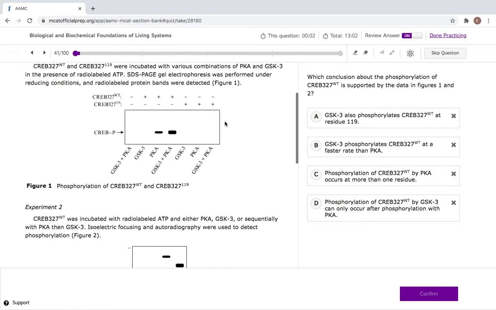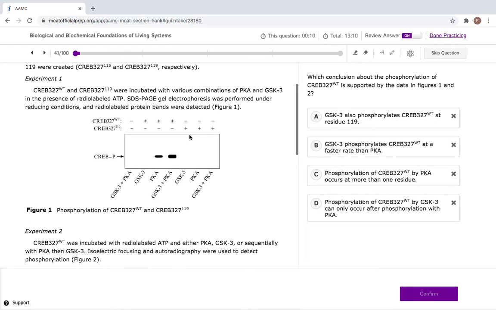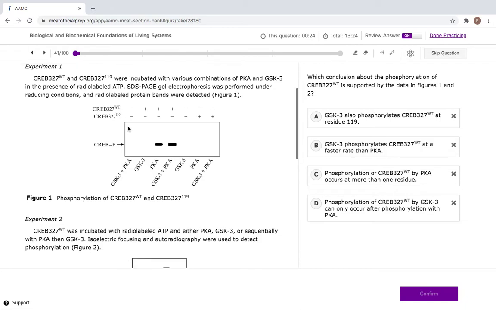Which conclusion about the phosphorylation of CREB 327 wild type is supported by the data in figures 1 and 2? Okay, this is better. Now we got to dissect these figures. What can I see? I don't even have to look at the answer choices. Let's make a conclusion. Figure 1. I should know the answer before I even check the answer choices. So let's see here. Here we have CREB 327 wild type, and here we have CREB 327 119.